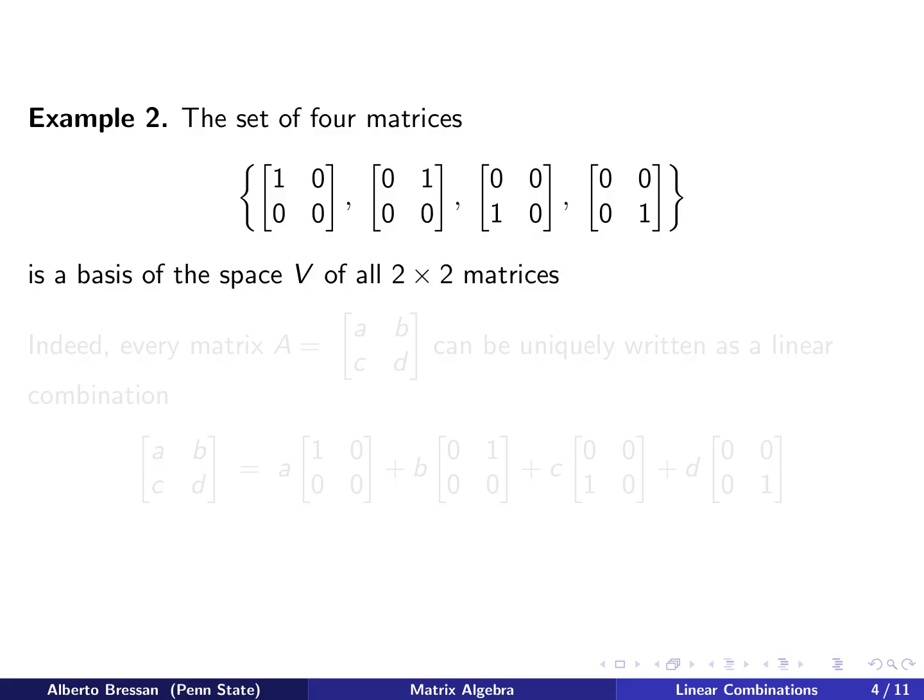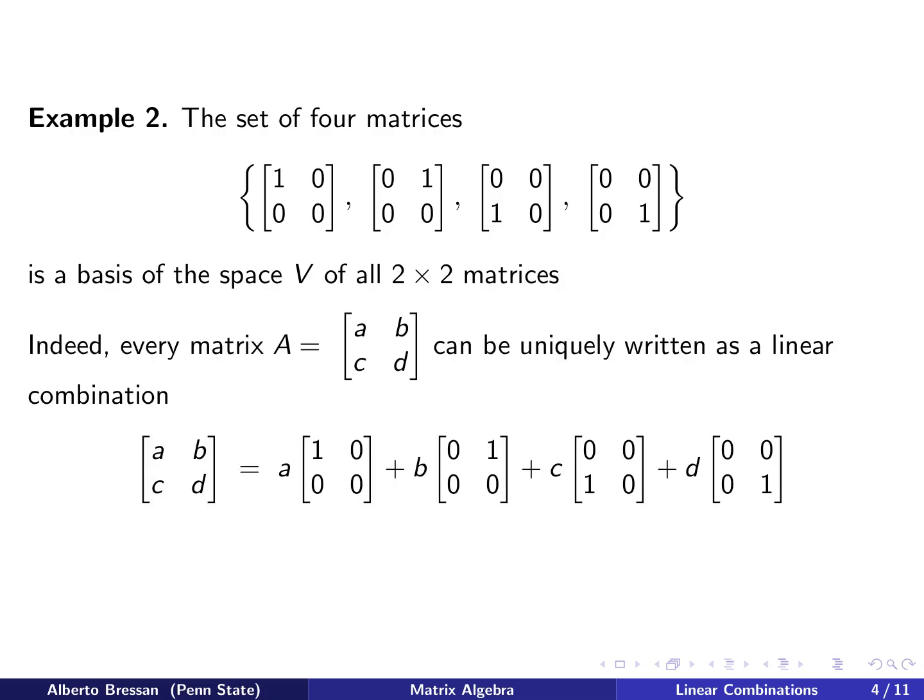A similar example would be looking at the vector space of 2 by 2 matrices. We can single out 4 special matrices, 1, 2, 3, 4, where all the elements are 0 except in one position. The first one is position 1,1, that's position 1,2, that's position 2,1, and this is position 2,2. And we say that they form a basis of the space of all 2 by 2 matrices.